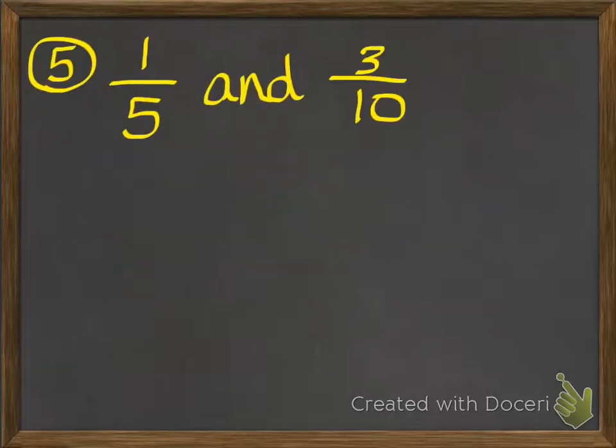Your turn. You're going to find the common denominator of 1/5 and 3/10. Pause the video and then I'll show you my solution.